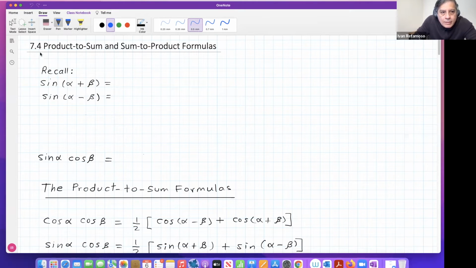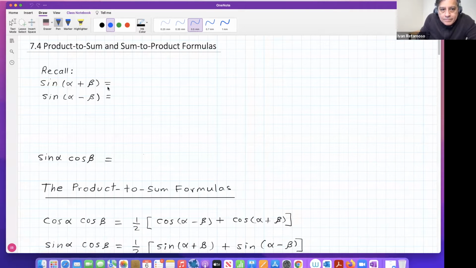Today we're going to talk about section 7.4, product to sum and sum to product formulas. Turns out products can be converted to sums and sums can be converted to products. Let me explain this by recalling a formula that we covered in the last lecture.